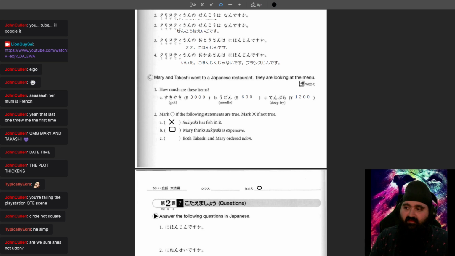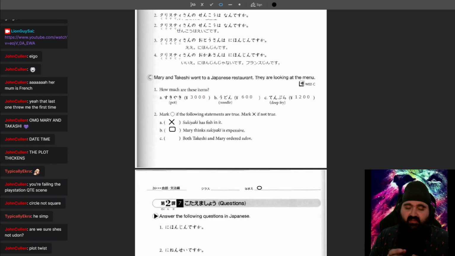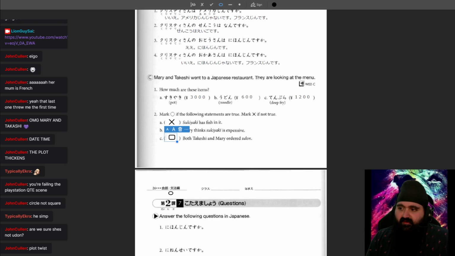So Takeshi said, watashi mo. Even though the predicate was left off, we know it's the same as Mary's, which is, oh, I'll have the udon. So Takeshi will also have the udon. Pretty natural, but it might be confusing to hear for the first time. So this is correct. Both of them chose the skimpy 600 yen udon.